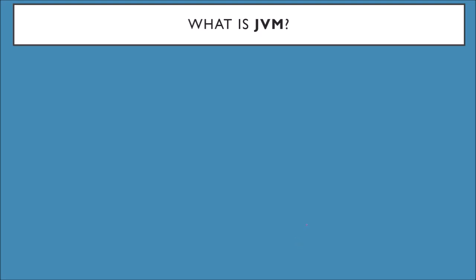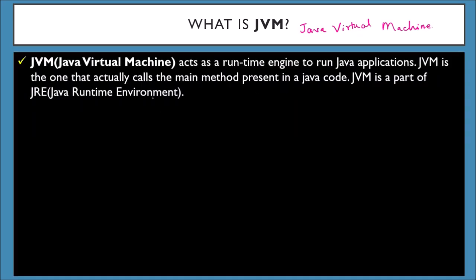Now what is JVM? JVM stands for Java Virtual Machine. So JVM, or Java Virtual Machine, acts as a runtime engine to run Java applications. JVM is the one that actually calls the main method present in the Java code. JVM is a part of a Java runtime environment.